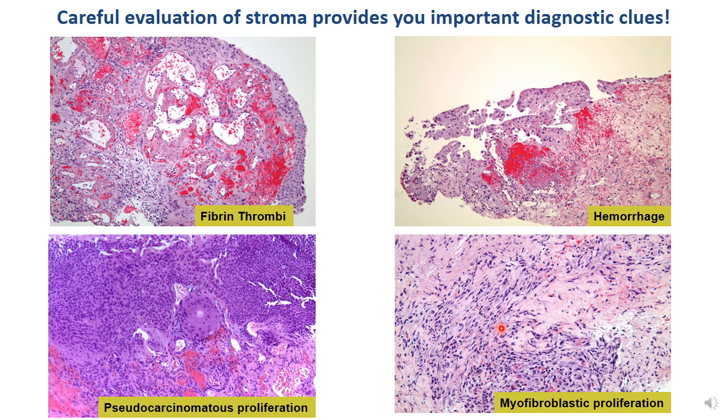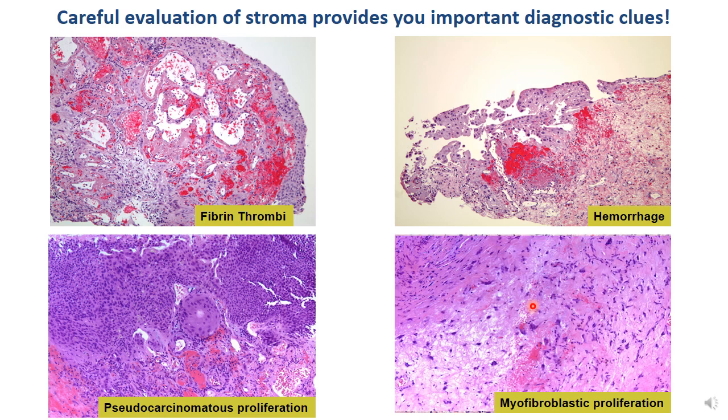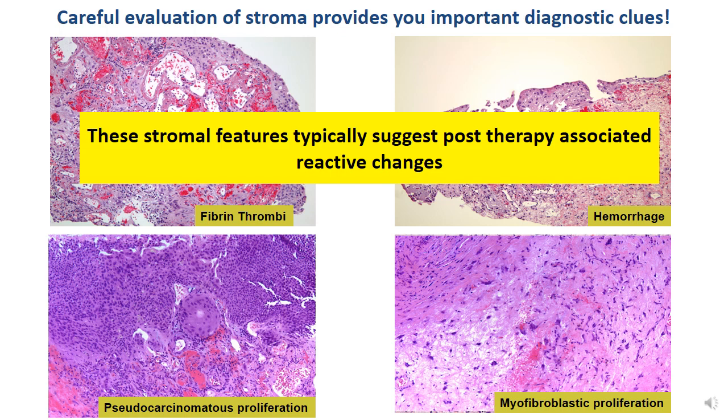And then in this particular example, you have a myofibroblastic type cellular proliferation. Sometimes stroma can have very reactive atypical stromal cells. So when you see this type of stromal features, think about a reactive process typically associated with post-therapy. Sometimes you may not even elicit any history of previous treatment. They can still be typically associated with a vascular compromise and other reactive types of processes.